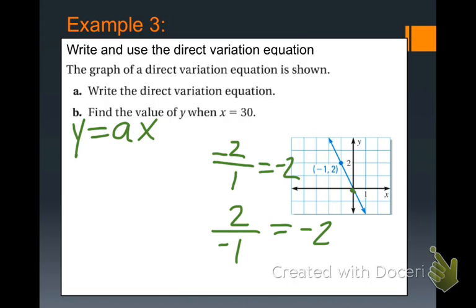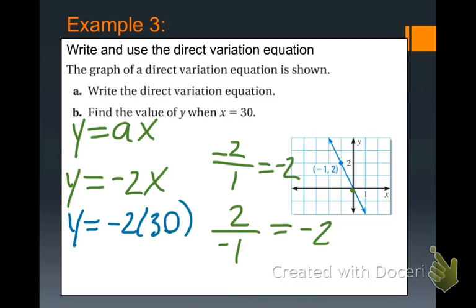So our direct variation equation would be y equals -2x. Now the second part says, find the value of y when x is 30. All we have to do is use our direct variation equation and plug in 30 for x. So y equals -2 times 30. Well, -2 times 30 is -60.